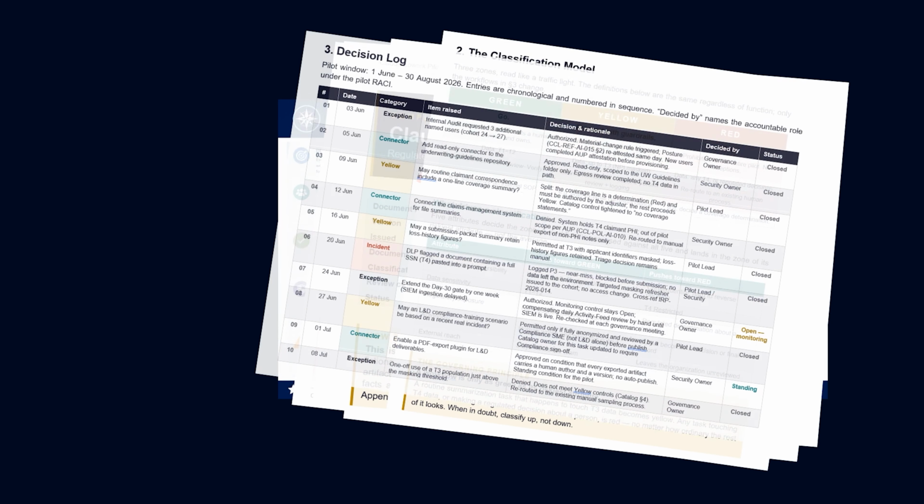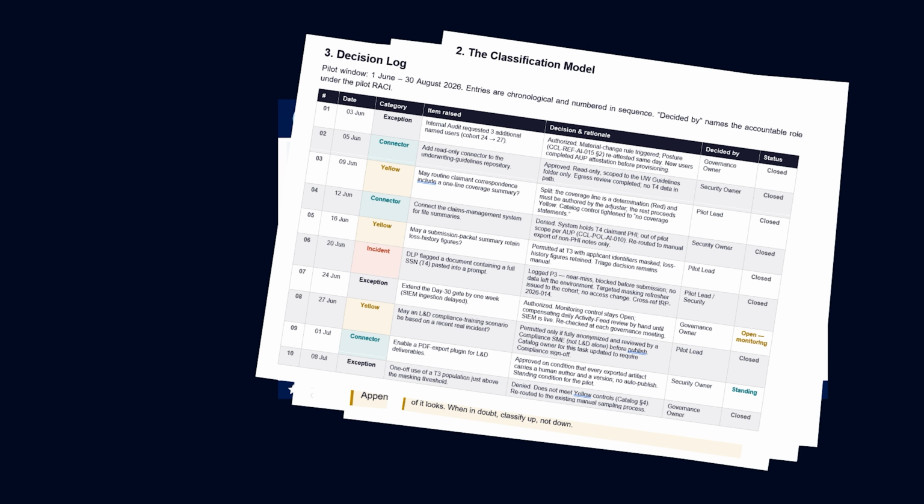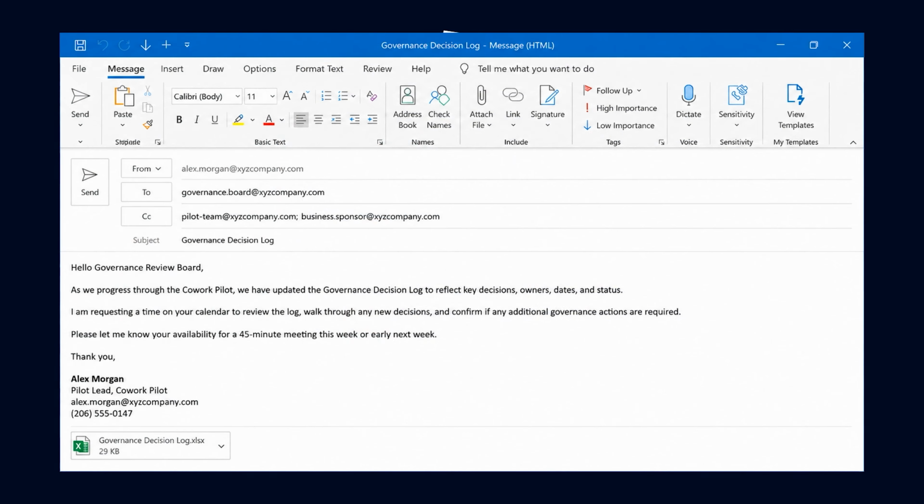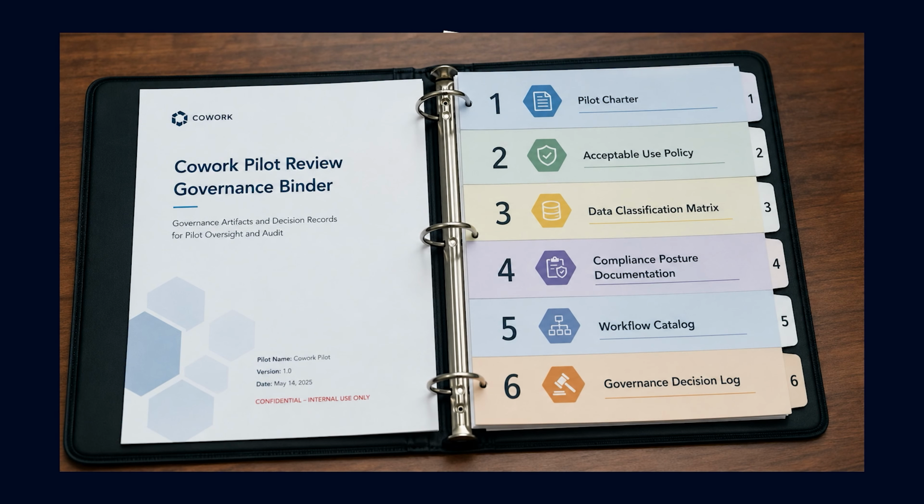And the governance decision log, a single page maintained by the pilot lead that records every yellow zone resolution decision, every connector or plugin approval that surfaced mid-pilot, and every exception authorization. The log is reviewed at the bi-weekly governance meetings and as part of the documentation set the go/no-go decision references. 6 documents, none of them long, all of them load-bearing.